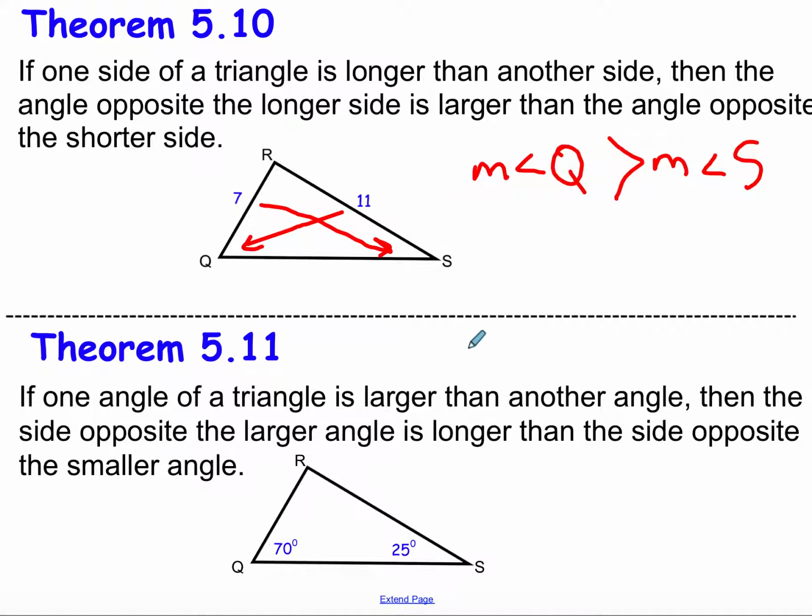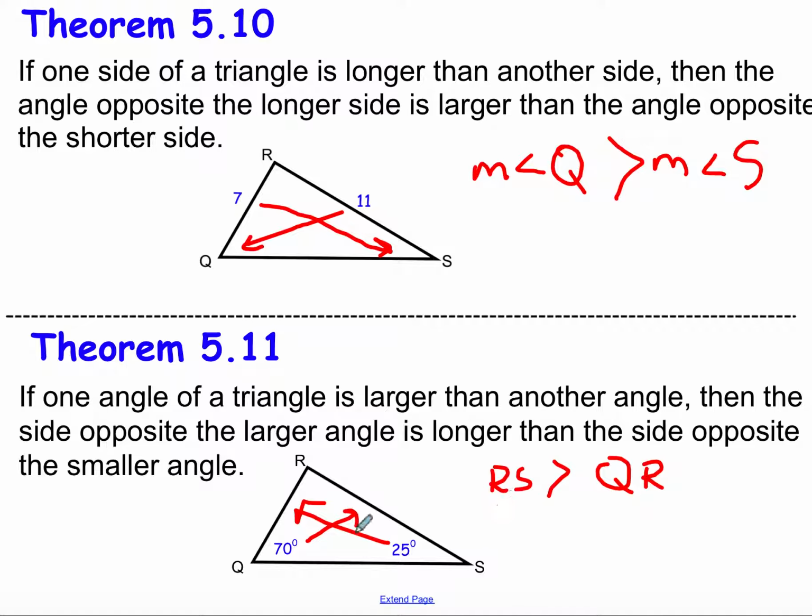Well, the other direction is true as well. If we have two angles right here, then we can know for certain that because the measure of angle Q is bigger than the measure of angle S, the side opposite angle Q, which is RS, is going to be greater than the side opposite angle S, which is QR. And remember, if I write two points like this without the segment on top, then what that means is the distance between R and S.